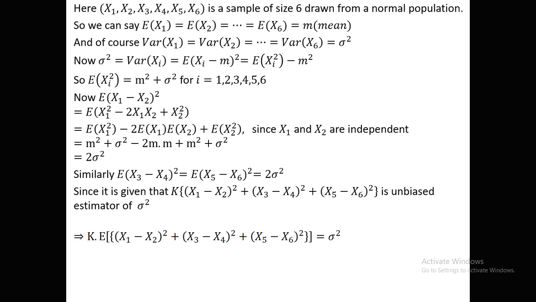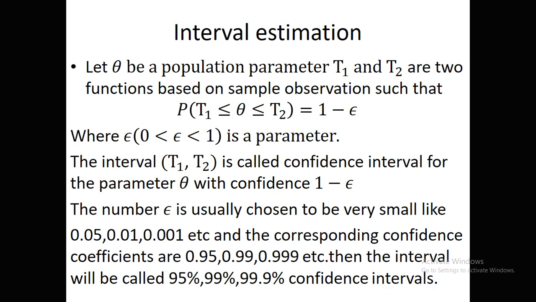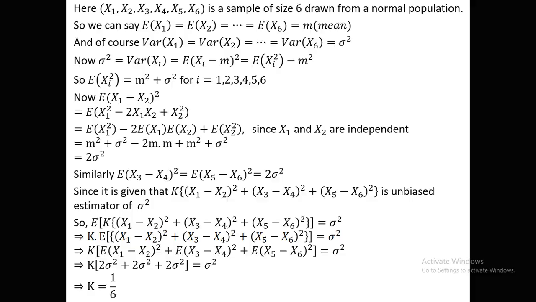Now what is given to you? That this statistic is an unbiased estimator of sigma square. So the expectation of this thing equals sigma square. So k will be outside because k is a constant. So k into the expectation of this variable equals sigma square. Now according to the previous results, k into (2 sigma square plus 2 sigma square plus 2 sigma square) equals sigma square. Obviously k equals 1 by 6. Okay, k equals 1 by 6.